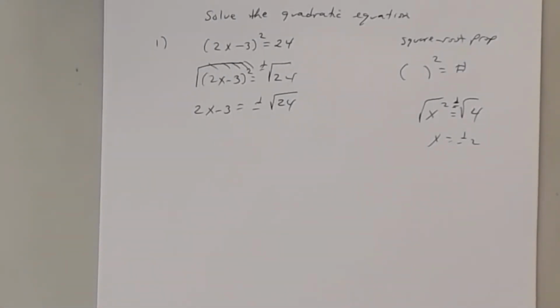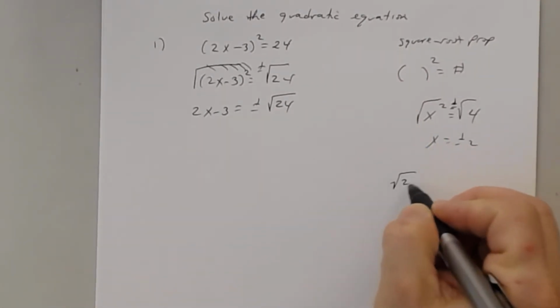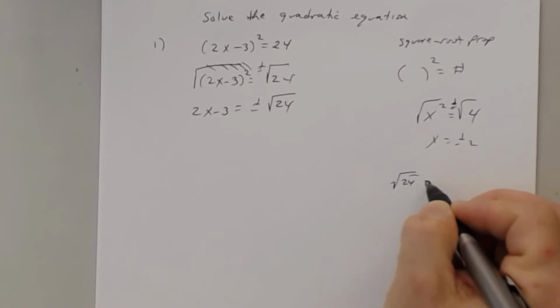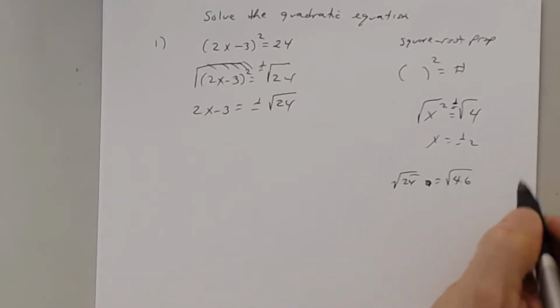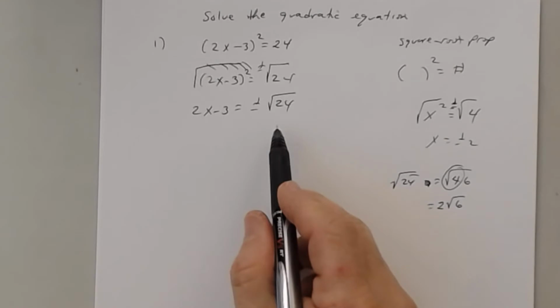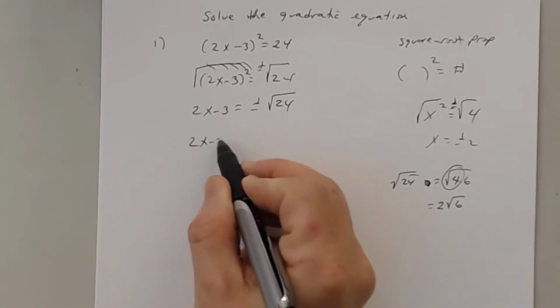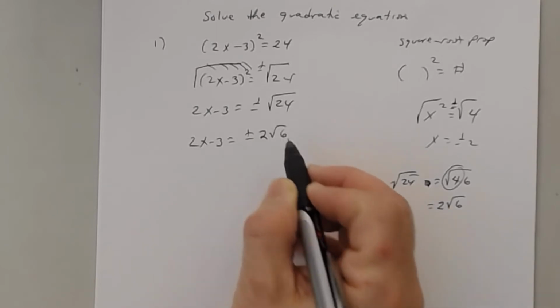But the directions will also say simplify if possible. So can I simplify the square root of 24? Yes, because what perfect square goes into 24? 4. So it'll be 4 times 6, and you're going to rewrite that. Then the square root of 4 is 2, so you get 2 square root of 6. So I get 2x minus 3 equals plus or minus 2 square root of 6.